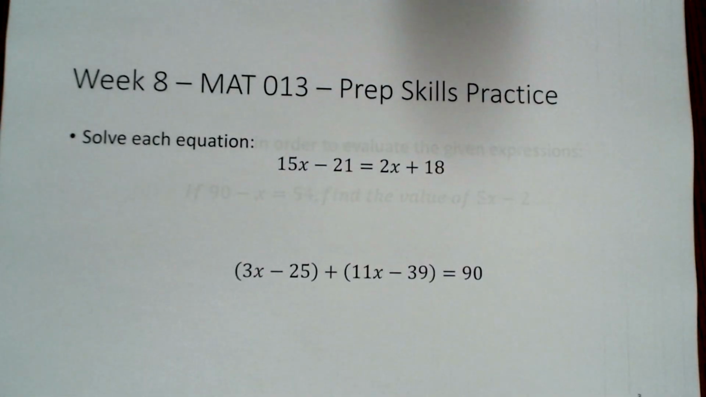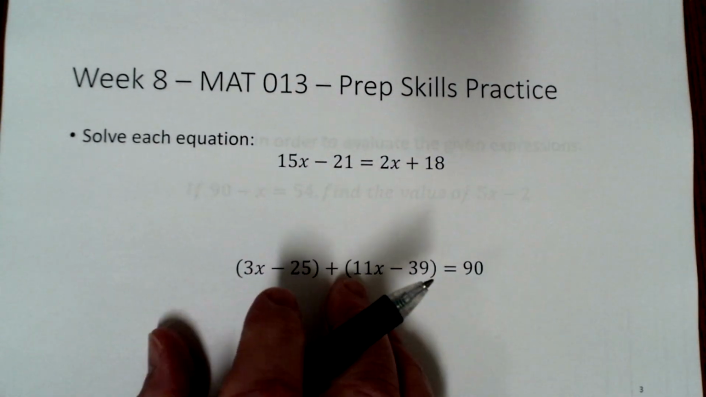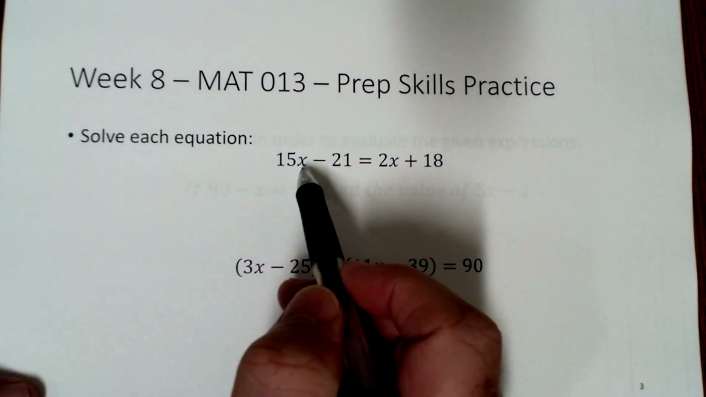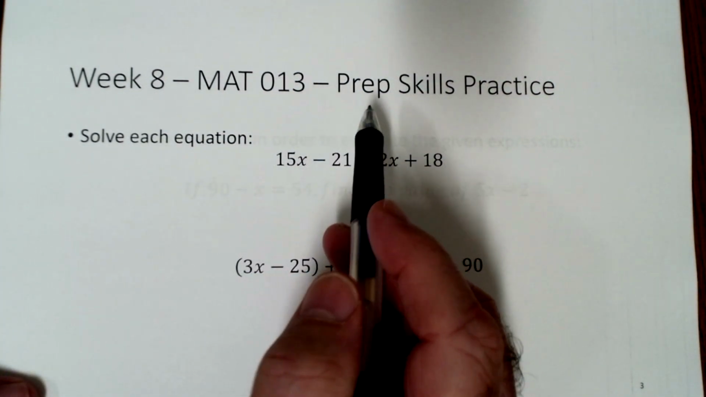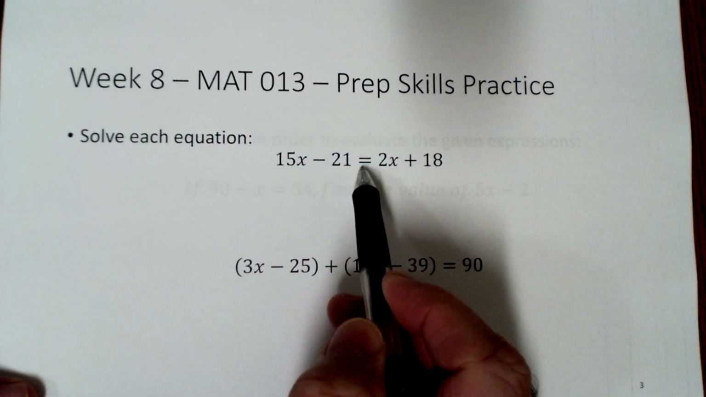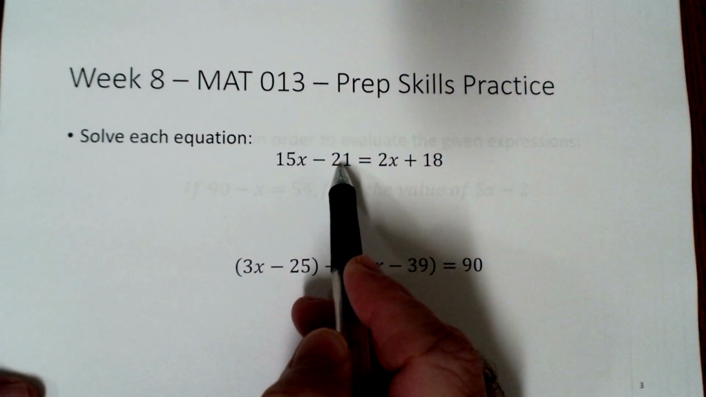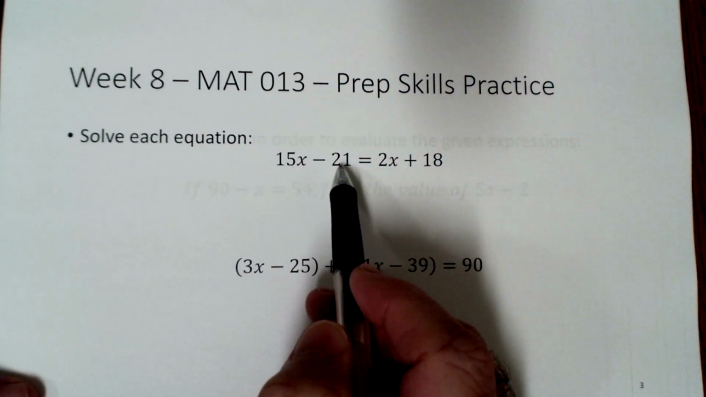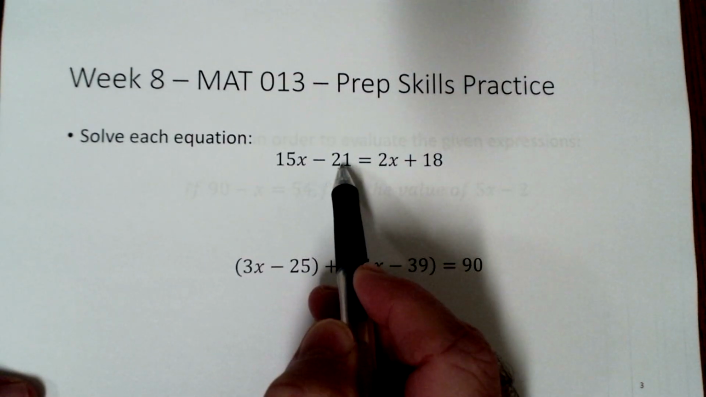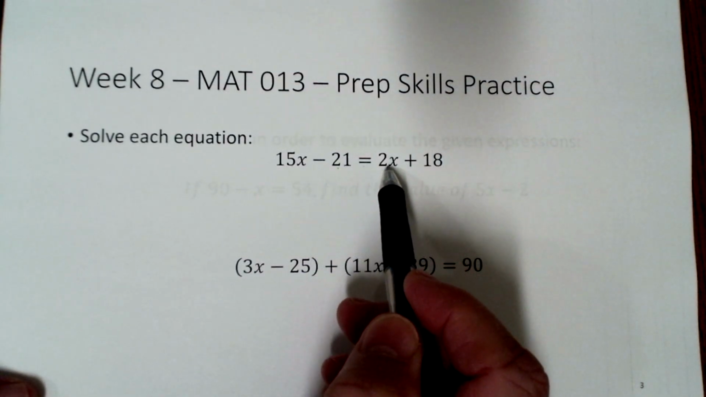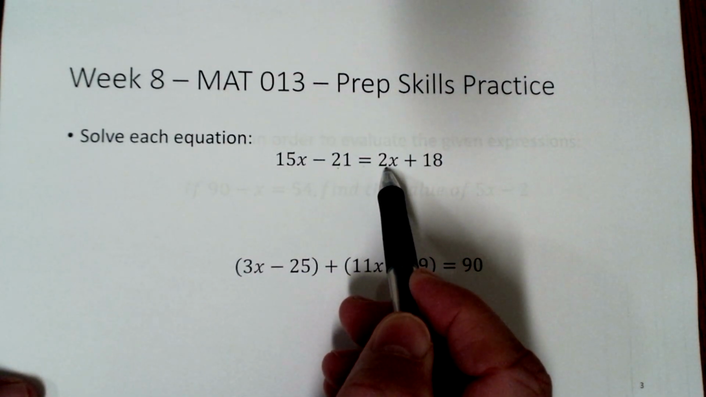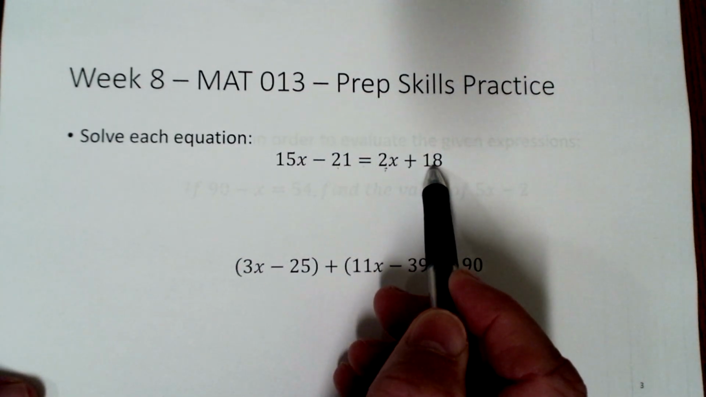All righty, let's do a couple more. So here we're going to solve these two. We have the terms 15x minus 21 is equal to 2x plus 18. So we have a variable term, operator of subtraction. We have a constant term, technically an operator, equal is. We have a variable term, we have an operator, we have a constant term.